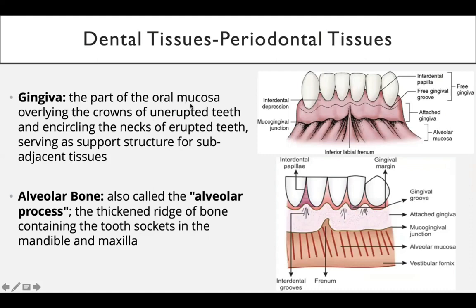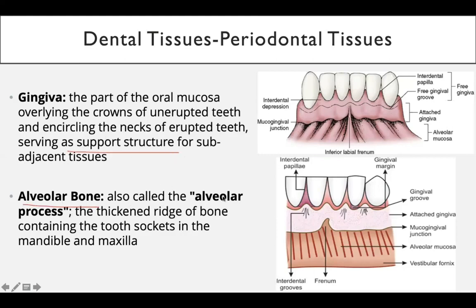Okay, gingiva. The part of the oral mucosa overlying the crowns of unerupted teeth and encircling the necks of the erupted teeth, right? So if the teeth are unerupted, still inside the gums, the gingiva will cover the crowns, the upper part. And if the teeth are erupted, it will cover the necks. This is the crown, this is the neck, and the root is inside. So this supports the neck of the erupted teeth, serving as a support structure for subadjacent tissue.